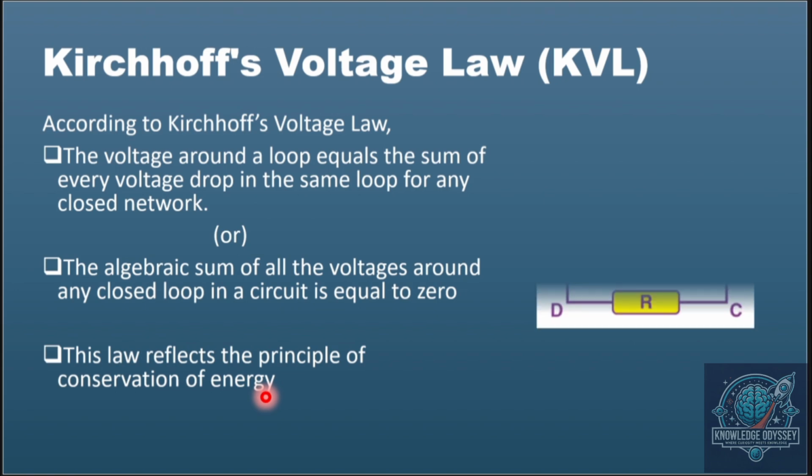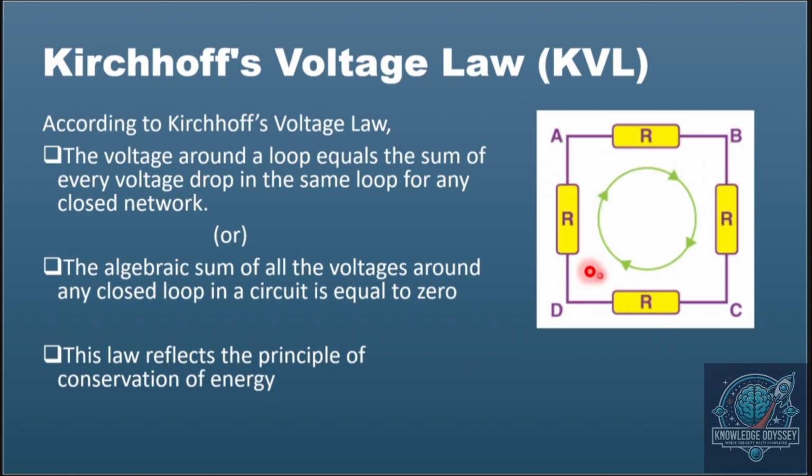So let's visualize this. In the picture shown here, we have 4 resistances and 4 points. Let us assume the voltage between point A and point B as VAB, point B and point C as VBC, point C and point D as VCD, and point D and point A as VDA. Now according to KVL, the sum of all the voltages should be equal to 0, which means VAB + VBC + VCD + VDA = 0. So this is Kirchhoff's laws in precise.